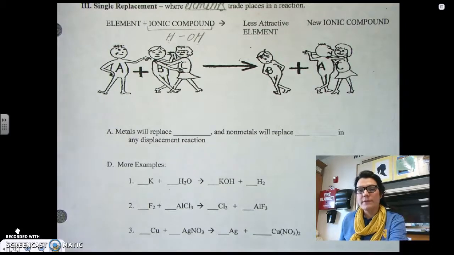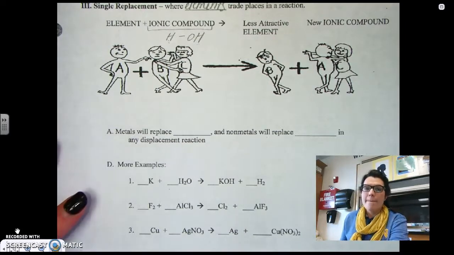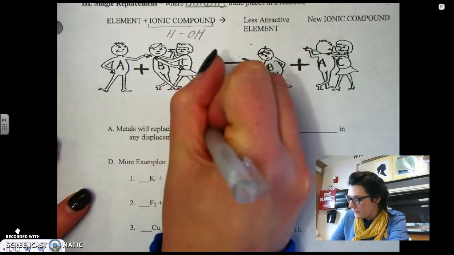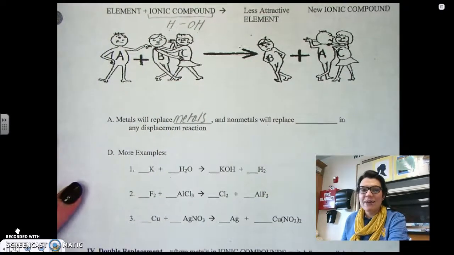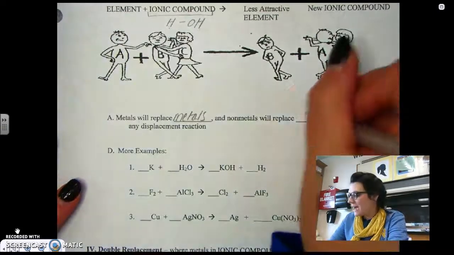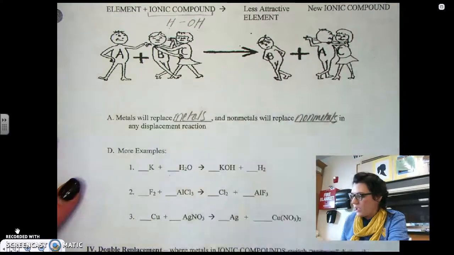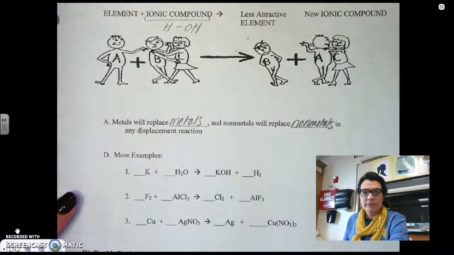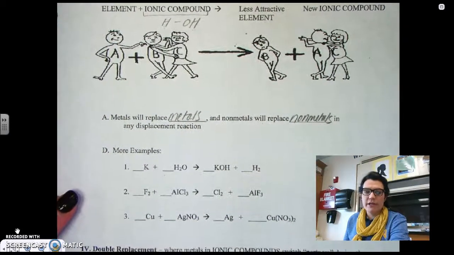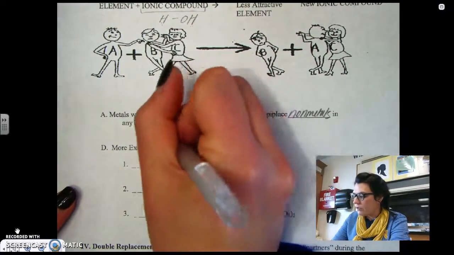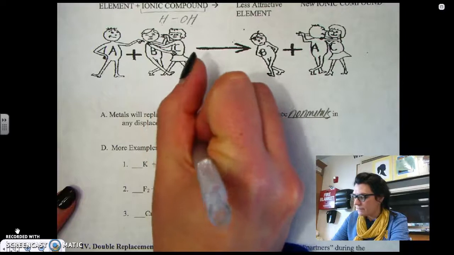So in a single replacement reaction, metals will replace metals, and nonmetals will replace nonmetals in a displacement reaction. So let's look at a few examples here. Now, we can also have metals replace hydrogen.